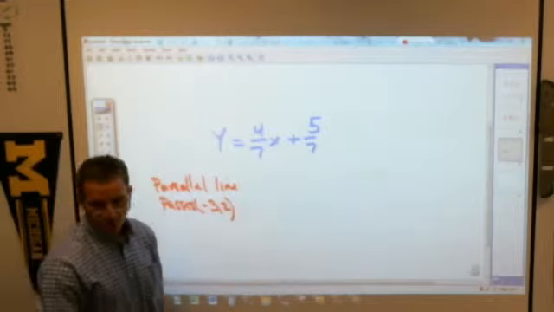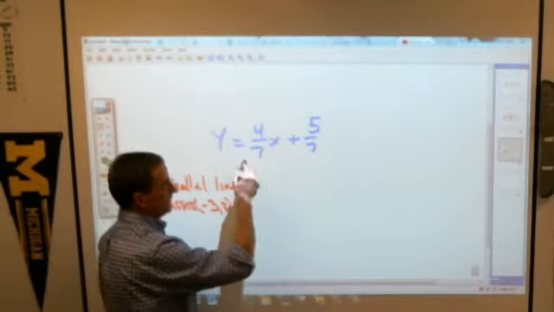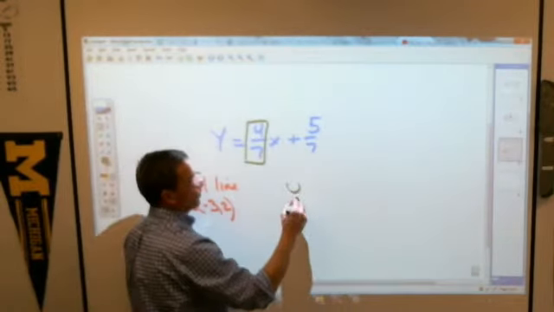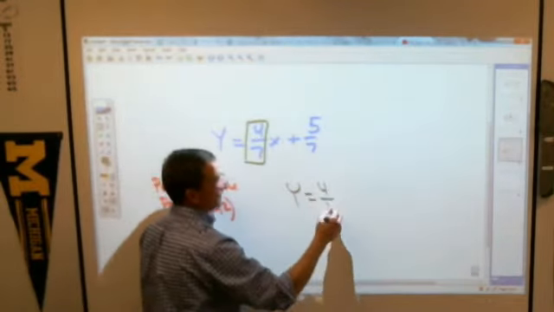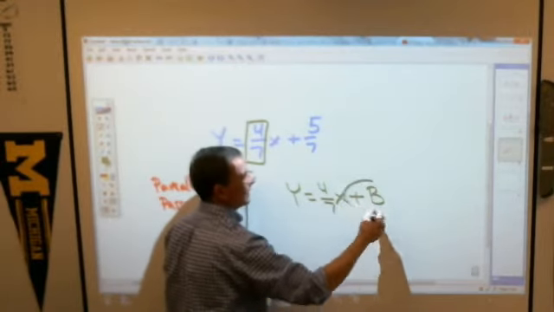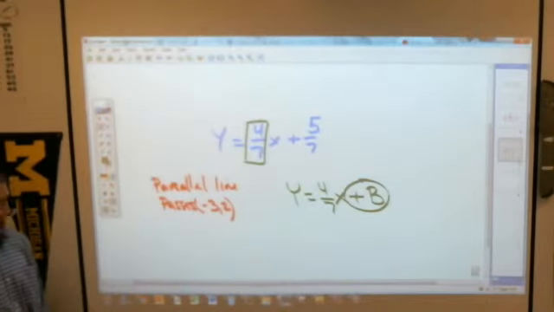We're writing a new equation, but we do know that the slope is going to be the same because it's a parallel line. So you know this, y equals 4/7 x, but what you don't know is where it crosses the y-axis. Now you don't want to have to graph it, although you could. What you need to do is figure out what the letter b is.